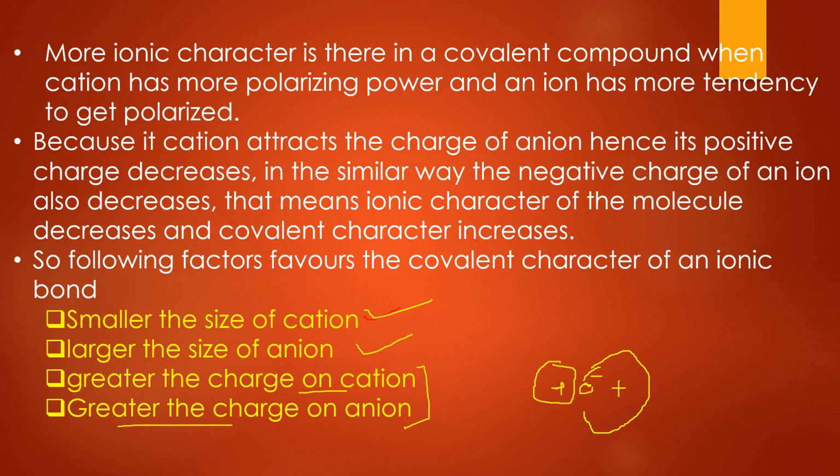So what are the 4 points? Smaller the size of cation, larger the size of anion, greater the charge on cation, and greater the charge on anion. These 4 factors favor the covalent character of an ionic bond.